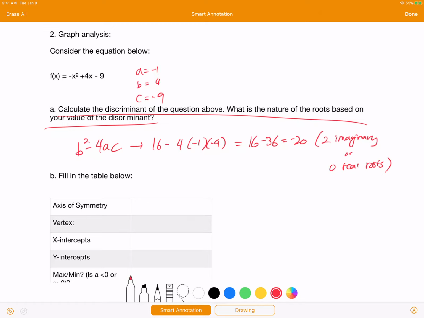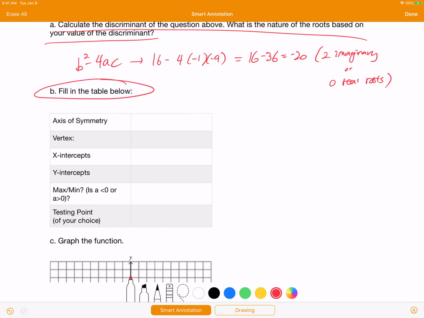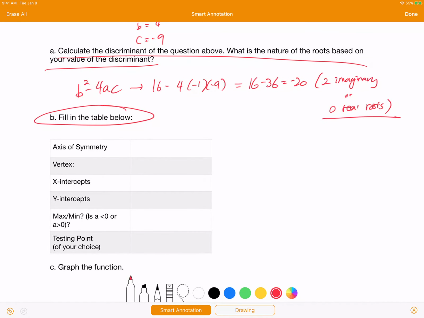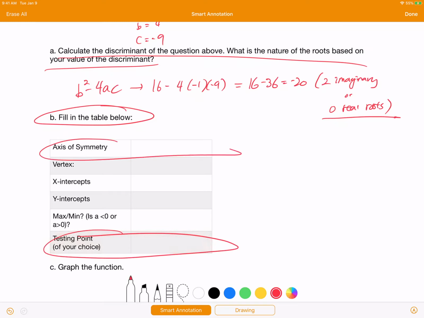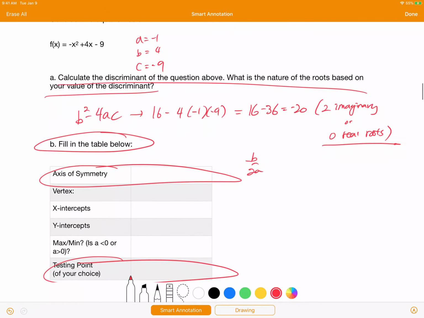Okay. Alright, so then fill in the table below. I do not have any real roots in this case, which means I do need to have a testing point. Axis of symmetry, we already know it's negative b over 2a, so that would be used to solve for the vertex. So 4 over 2 times negative 1, or negative 4, which would get me positive 2. So x is equal to 2 would be your axis of symmetry.